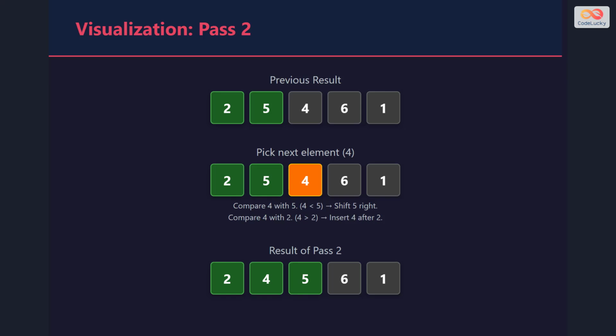Now our sorted list contains 2 and 5. The next number to sort is 4. We compare 4 with 5. 4 is smaller, so we shift 5 to the right. Next, we compare 4 with 2. 4 is larger than 2, so we stop shifting and insert 4 right after the 2.